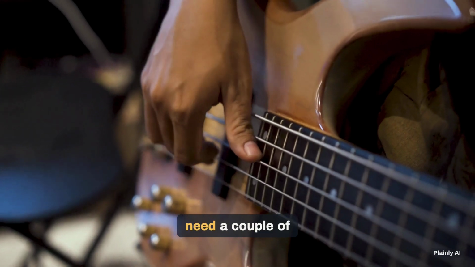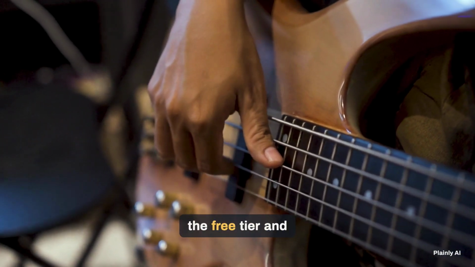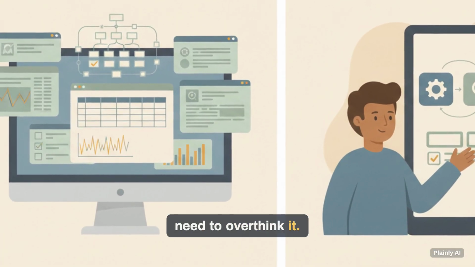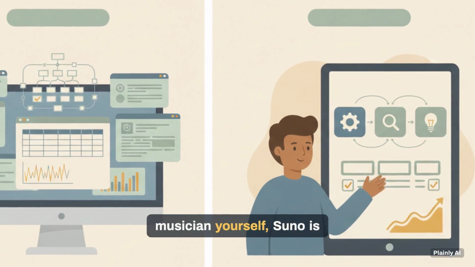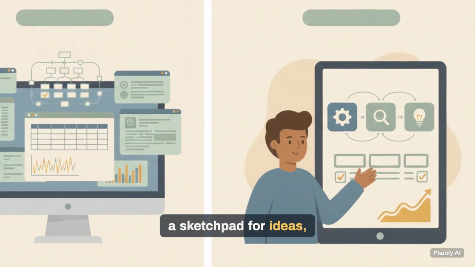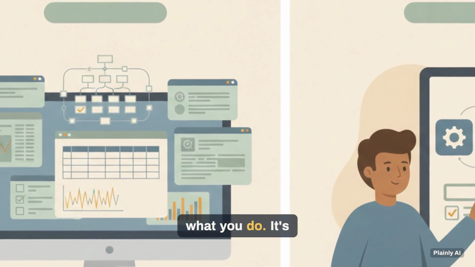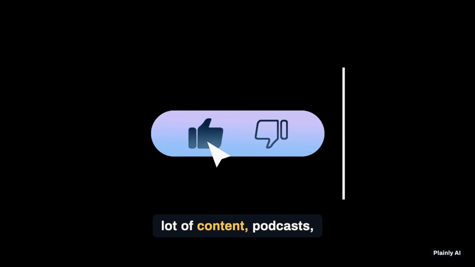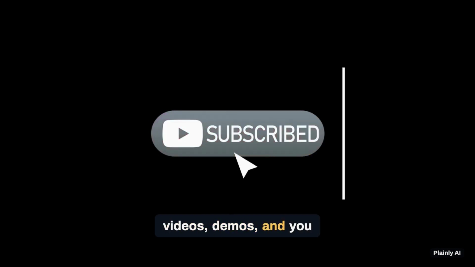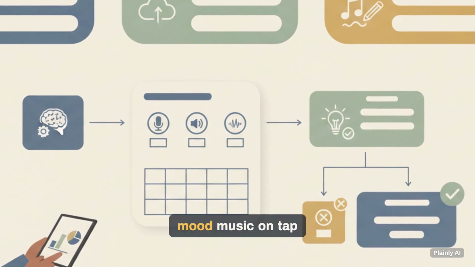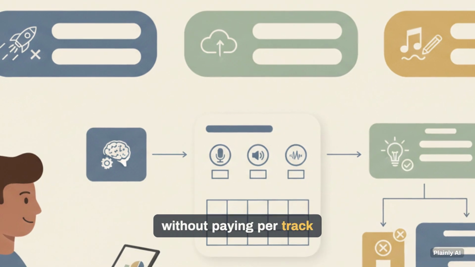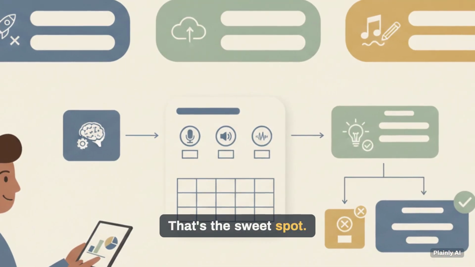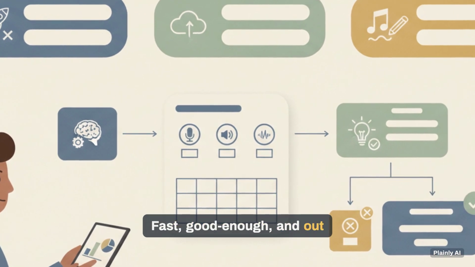If you only ever need a couple of background beds a year, the free tier and a few minutes is plenty, and you don't need to overthink it. And if you're a musician yourself, Suno is a sketchpad for ideas, not a replacement for what you do. It's a different thing wearing the same clothes. But if you make a lot of content, podcasts, videos, demos, and you just need decent, royalty-friendly mood music on tap without paying per track every time, this is where Suno genuinely fits. That's the sweet spot, fast, good enough, and out of your way.